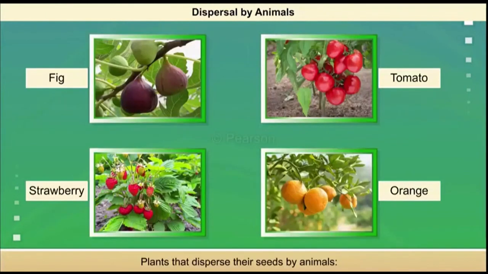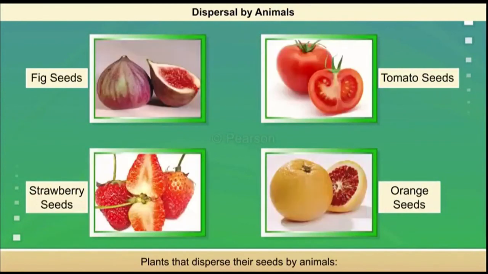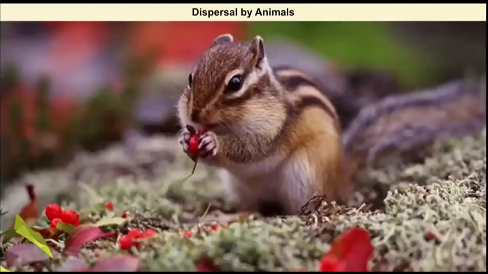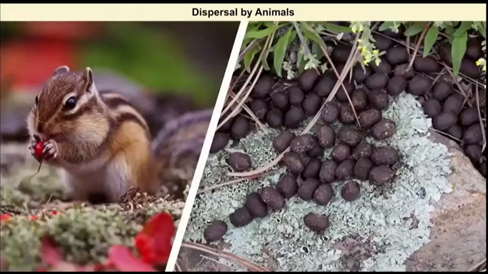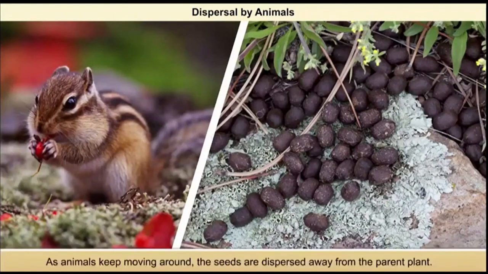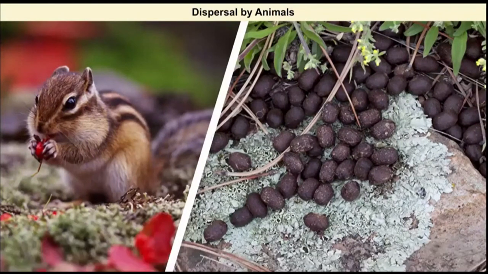Plants like fig, tomato, strawberry, and orange produce fruits which are fleshy and edible. Their seeds have a hard protective shell. When animals eat such fruits, the seeds are not digested and are passed out along with their feces. As animals keep moving around, the seeds are dispersed away from the parent plant.